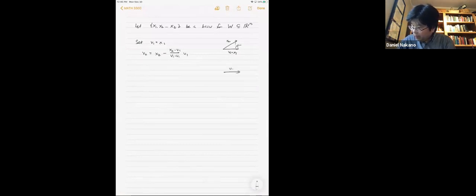So here's V2, and let's say this is V1. So you have this plane, which looks something like this, which is spanned by these two vectors. And your X3 vector is not going to live in the plane. It's going to live somewhere out here, but it may not be orthogonal. So the idea is you want to project the X3 vector down to the plane.